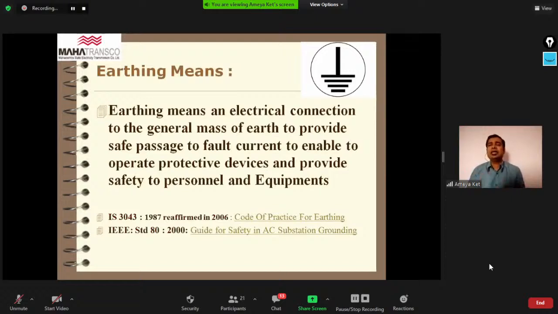And for earthing, in India, we have one Indian standard, IS 3043 of 1987, reaffirmed in 2006, known as the code of practice for earthing. The whole of IS 3043 focuses on the code of practice for earthing, what to do and not to do. But IEEE Standard 80, formed in 2000, focuses on the guide for safety in AC substation grounding. As Mahatransco, for the EHV system earthing and design, we refer to IEEE Standard 80 for designing our day-to-day earthing grounding, that is the earthing mesh. We derive the design in reference to IEEE Standard 80, and for the code of practice we refer to IS 3043.